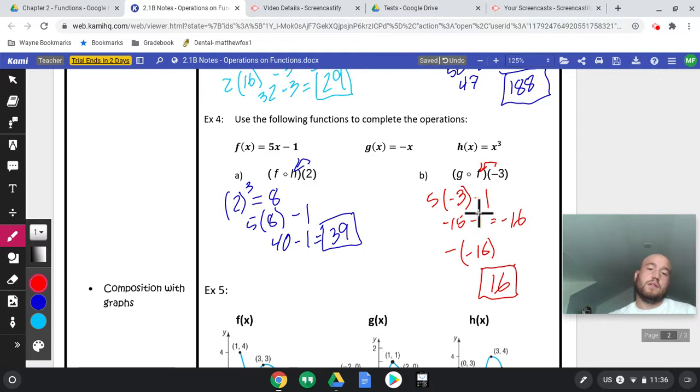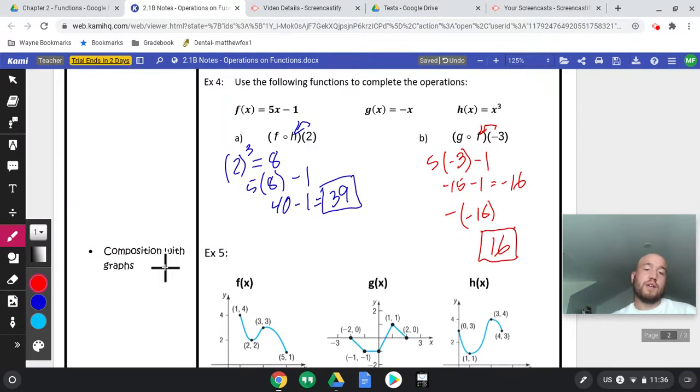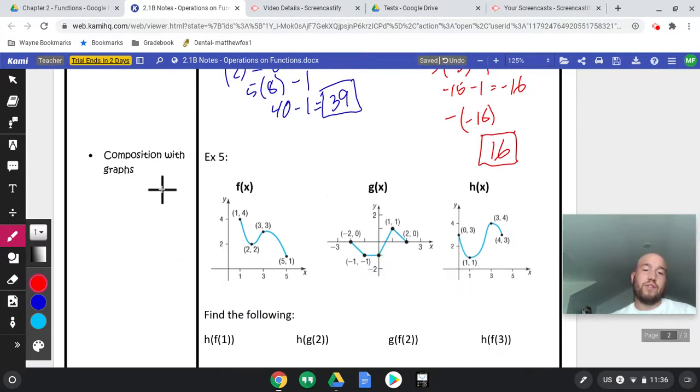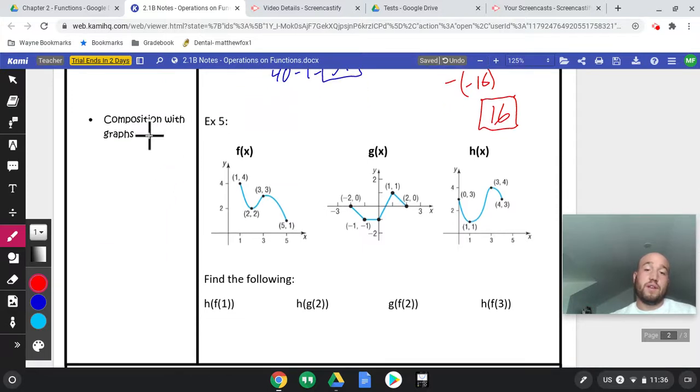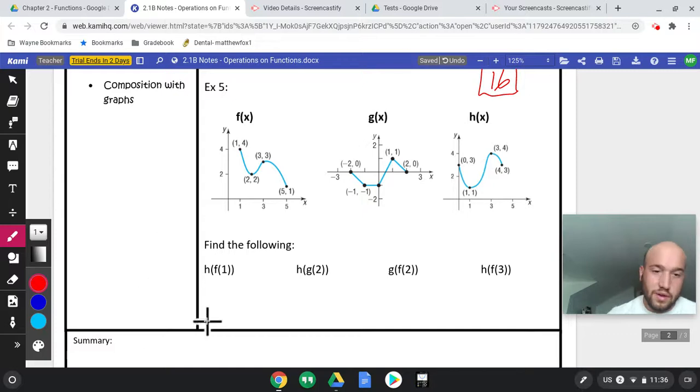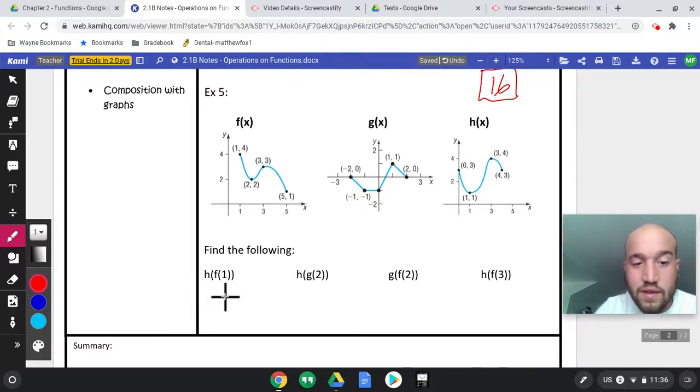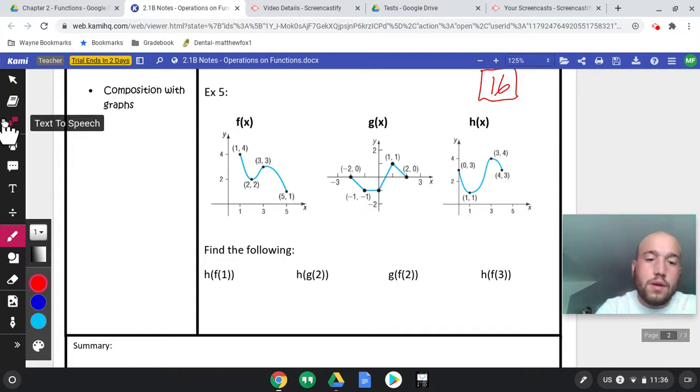Okay. So now, the final way we can do compositions is sometimes we have graphs. So if we look here, we've got 3 different graphs, each have a different label. So this first one, h of f of 1. So in our case, we're going to start with f of 1. We go to the f graph here, f of x, and we find what is the value when x is 1. So the x-axis here, x is 1. The y value right there is a 4. So I'm going to jot that down.